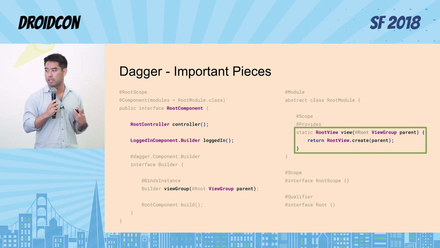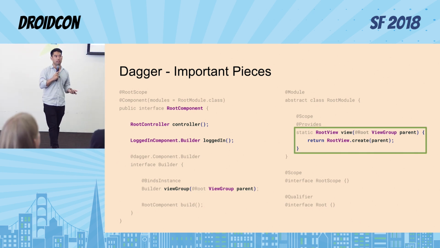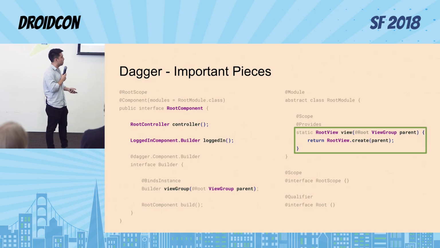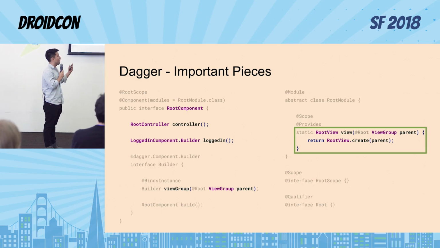Okay, and finally, this is a provides method in the module, and this is probably the most familiar to us. This is just telling Dagger how to create a root view, right? You just call this method and pass in a view group as a dependency of root view.